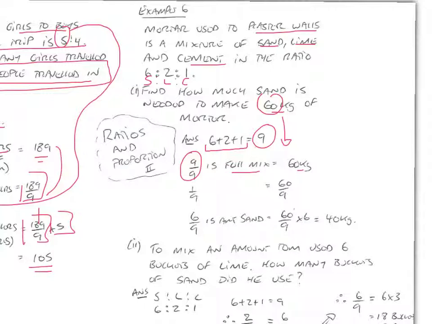So let's find 1/9, and that's 60 over 9. And the question is, find out how much sand. Well, which is the sand? The sand is the part of the ratio that is 6 parts. Okay, so that must be 6 parts, 6/9. Each ninth is 1 part. 6/9 amount of sand must be equal to the 1/9, 60 over 9, times 6, 40 kilograms.